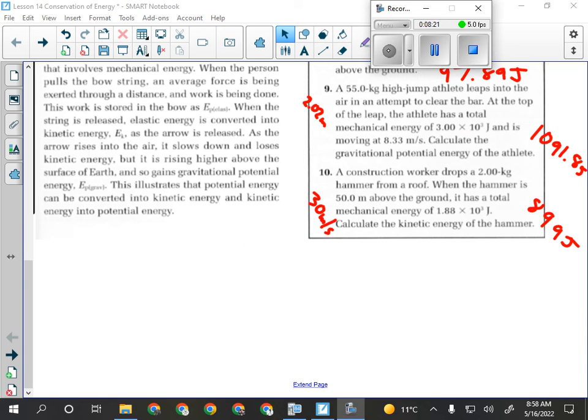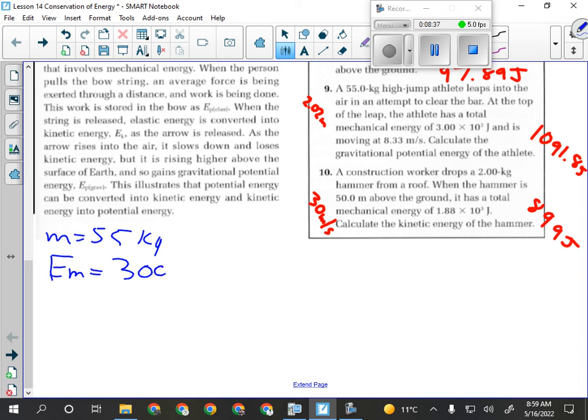So with number 9, we know the mass. They tell us it's 55 kilograms, and they tell us it's a high jumper who leaps into the air. At the top of the leap, the athlete has a total mechanical energy of 3,000 joules. So they told us EM is 3,000 joules, and they're moving at 8.33 meters per second. So with m and v, can I calculate their kinetic energy? They want me to calculate the potential energy.